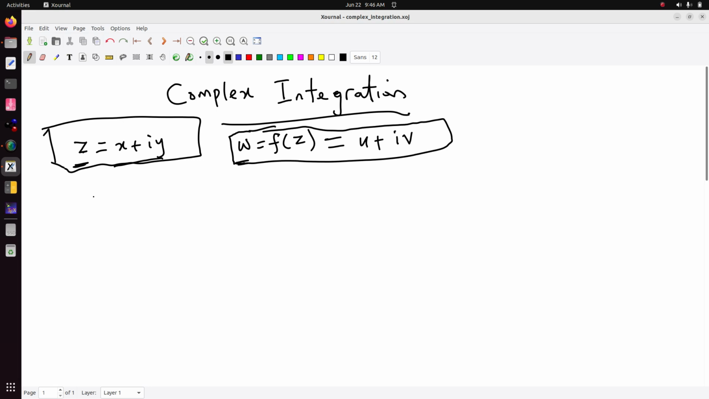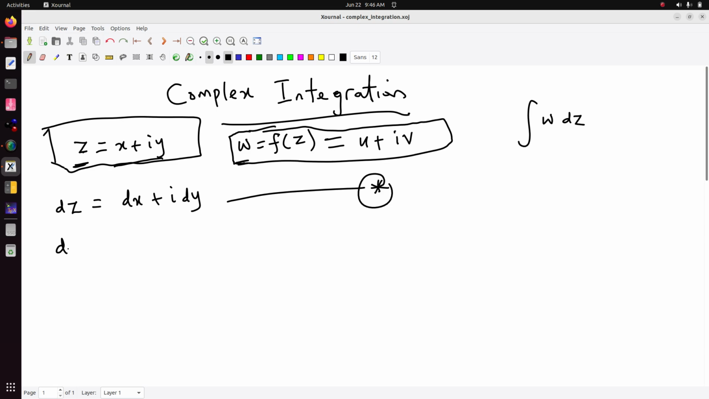Now, if you want to carry out the integration, that is the integral of a complex variable w with respect to the complex plane, we need the z. So we write the dz as dx plus i dy. Okay, so this is what I write for dz. The same way, dw is written as du plus i dv.